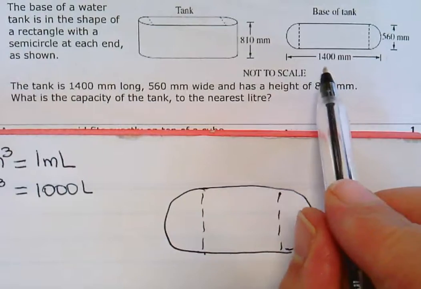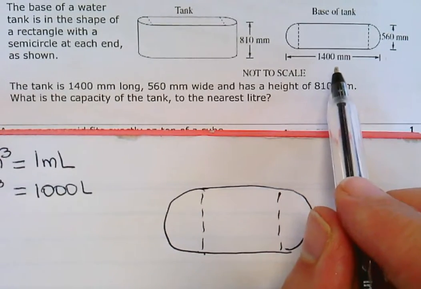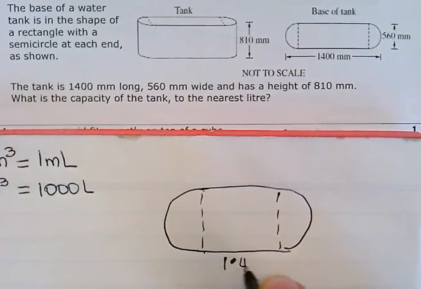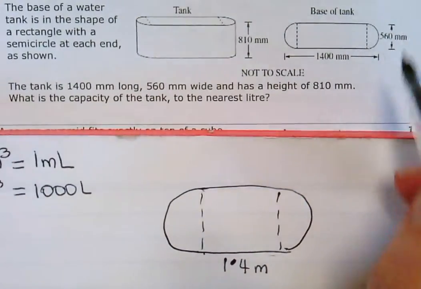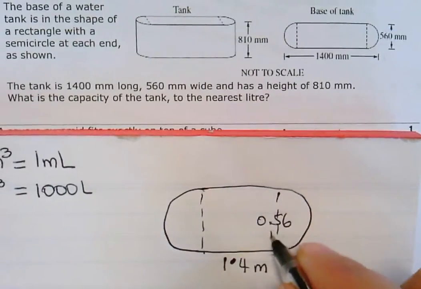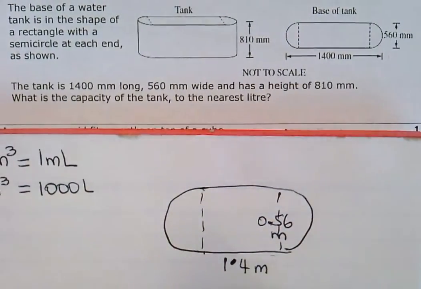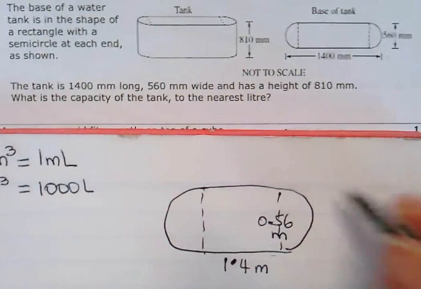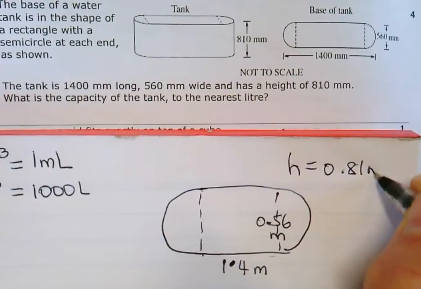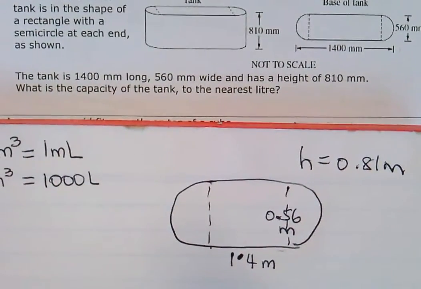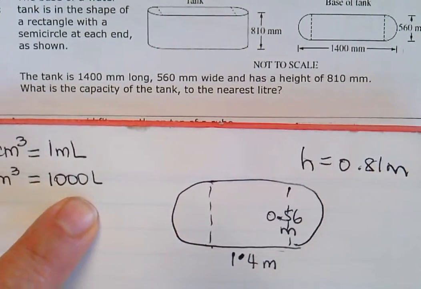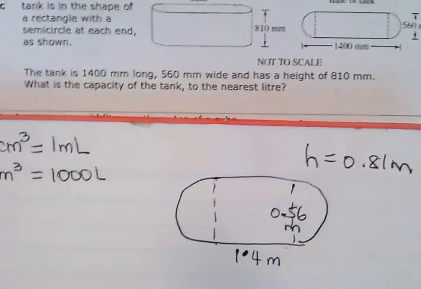Well, let's do metres. What's that in metres? You divide by 1,000, that's 1.4 metres from there to there. 560 divided by 1,000 is 0.56 metres. Are you okay with that? And the height is 810 divided by 1,000, 0.81 metres. We okay, girls? I think you should do it in metres because then you're going to convert metres cubed and work out how many litres. You get it? So let's go.